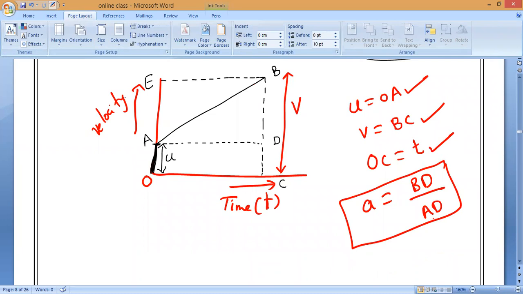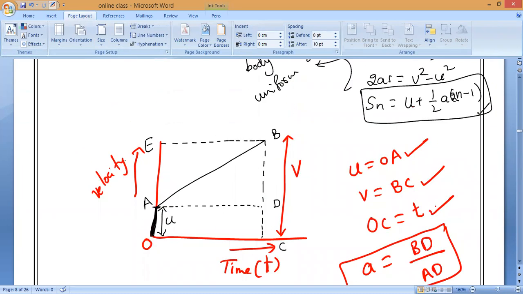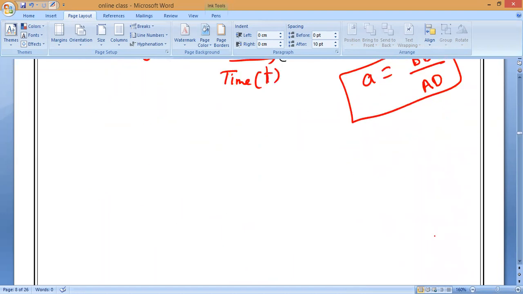Now, shall we start solving? Initial velocity is OA, final velocity is BC, and OC is equal to time, and as well, A is equal to BD divided by AD. Now, what is the first equation, guys? We'll derive the first equation. Everybody tell me, what is the first equation?